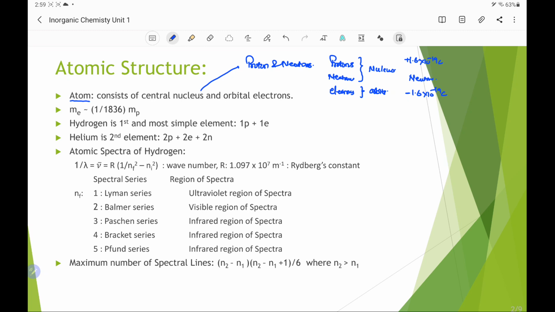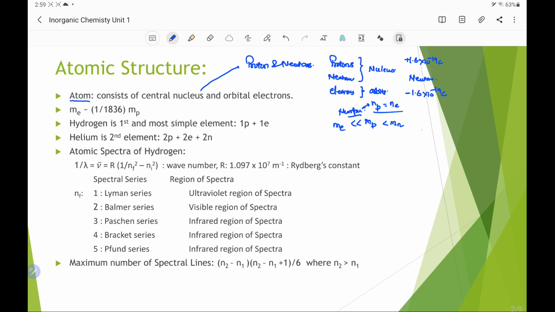As a whole, an atom is neutral, that means the number of protons in the nucleus will be equal to the number of electrons in the orbits. Here n refers to number and the subscript refers to protons and electrons. In an atom, the number of protons equals the number of electrons, and the mass of a proton is very much greater than the mass of an electron but slightly less than the mass of a neutron.